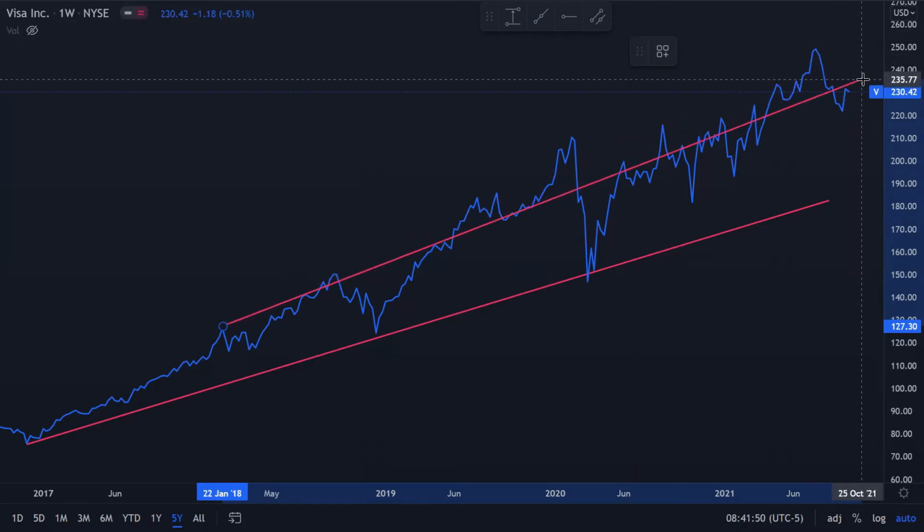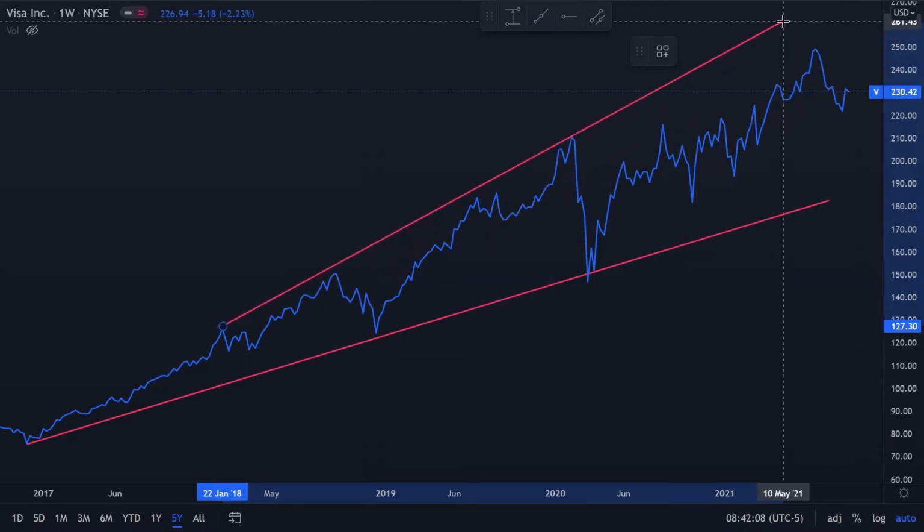If I brought the line here, you can see that the actual stock chart blows through this line way more than it actually bounces off or respects it. And if I brought the line here, you can see that we don't have enough touch points to make this a good trend line. That's the key to good trend lines. You want the stock chart to bounce off your trend lines considerably more than they break above or fall below.